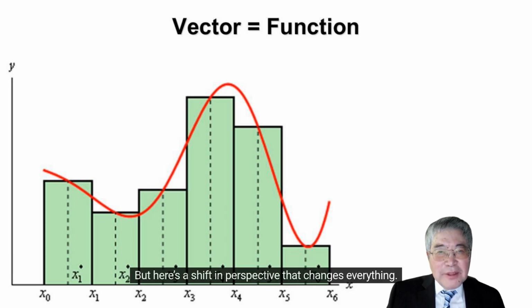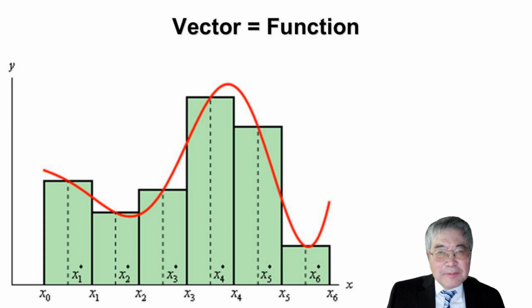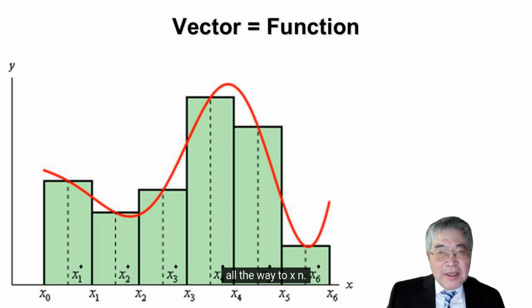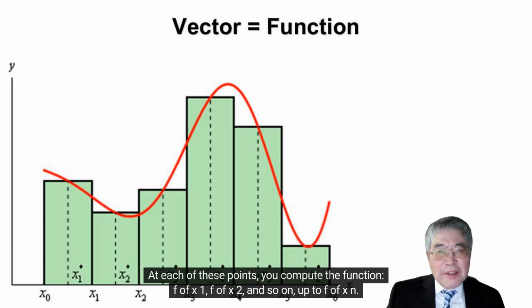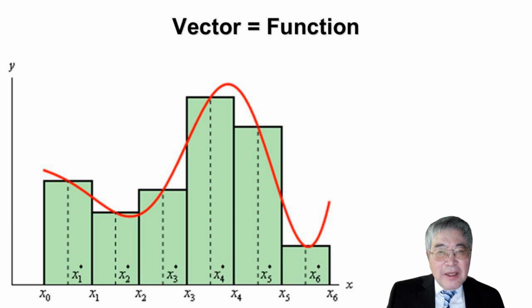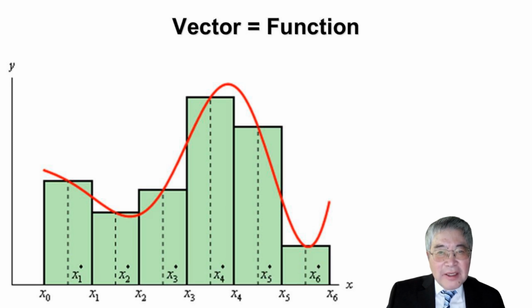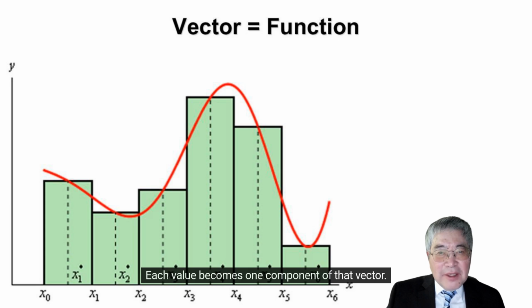But here's a shift in perspective that changes everything. Suppose you discretize the function. That means instead of considering every possible x, you just pick a few specific values, x1, x2, all the way to xn. At each of these points, you compute the function f(x1), f(x2), and so on, up to f(xn). And now you have a finite list of numbers. Those function values can be written as a vector. Each value becomes one component of that vector.